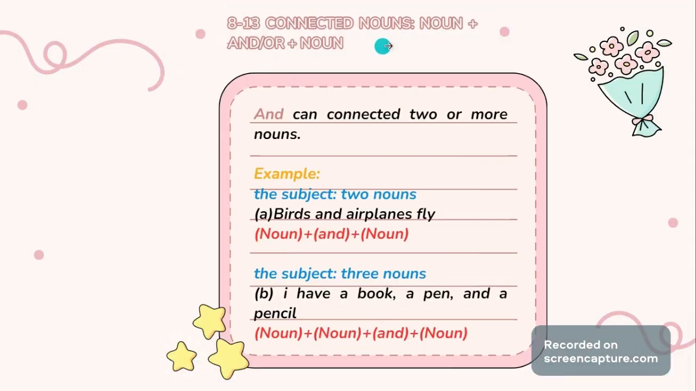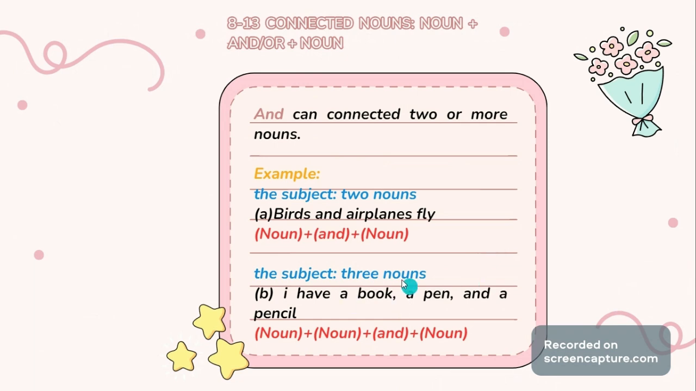Next, connected nouns. Noun plus and plus noun. And you can connect two or more nouns. Example, the subject if it's two nouns: birds and airplanes fly. As you can see, birds and airplanes are nouns, so they're connected by and in the middle. And if the subject is three nouns: I have a book, a pen, and a pencil. So the and is at the third noun.